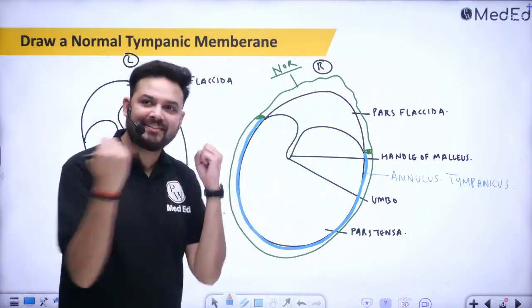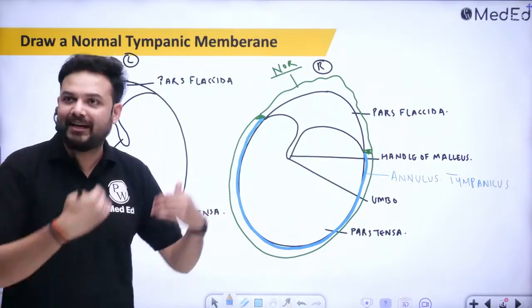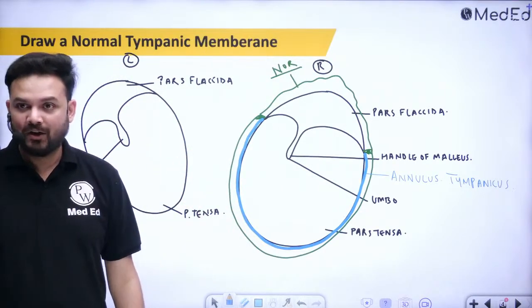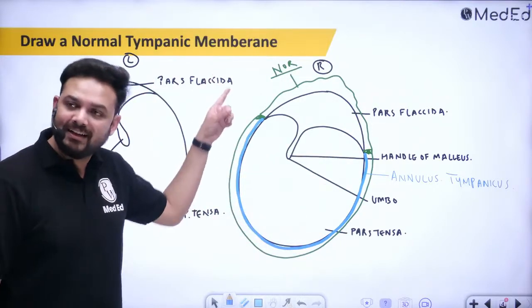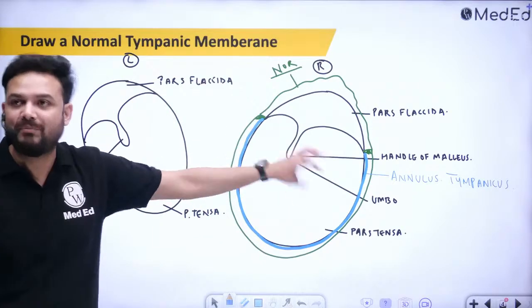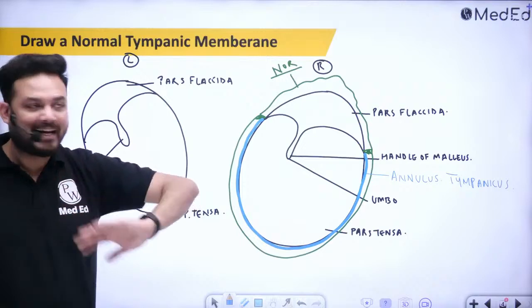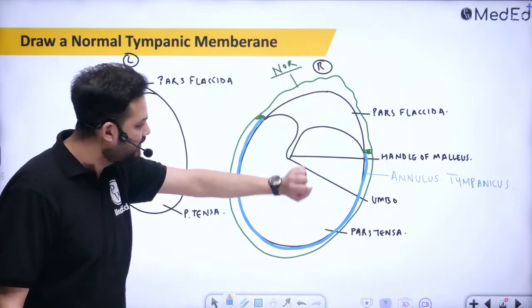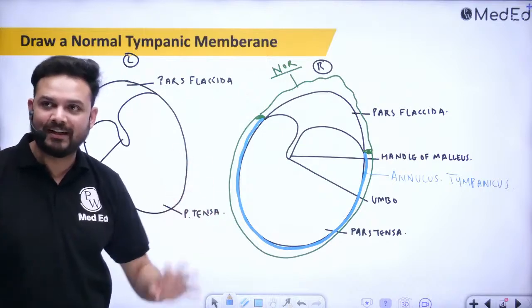And tensa has all of these. That is why tensa is tense. That is why I told you, wait for the time, I'll reveal everything to you. Okay, so tensa has everything. Around the tensa there is an annulus, a very well formed tympanic sulcus, and also a very well formed fibrous layer of the tympanic membrane. Okay? So that is the difference between why pars flaccida is flaccid and why tensa is tense. That is the tennis racket formula that I told you.